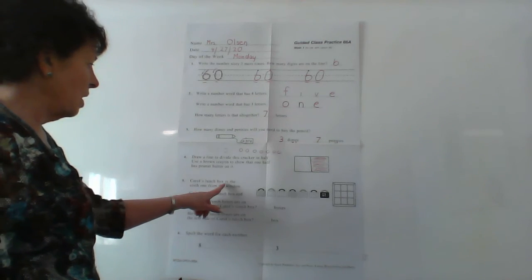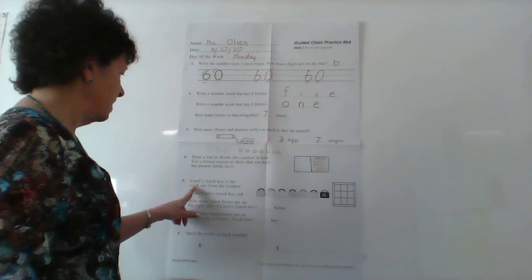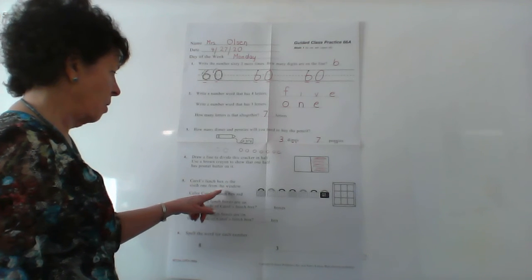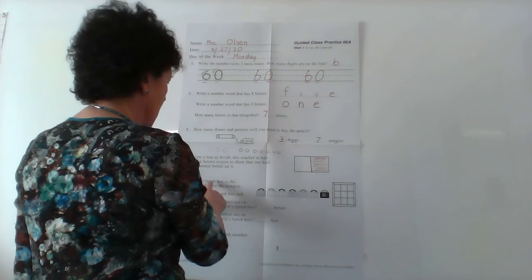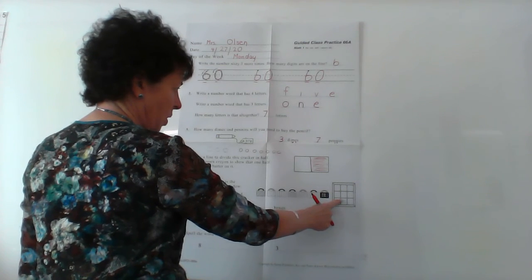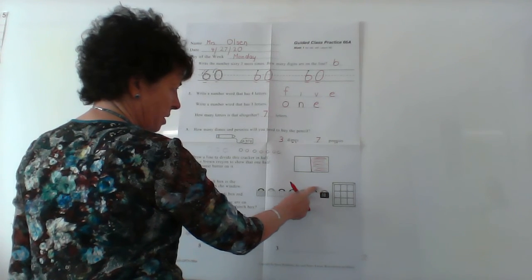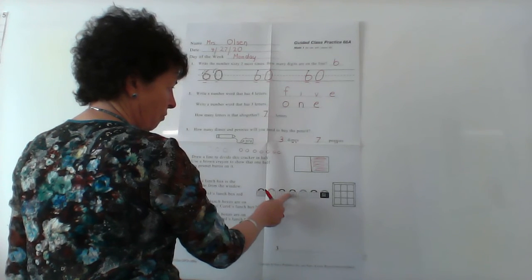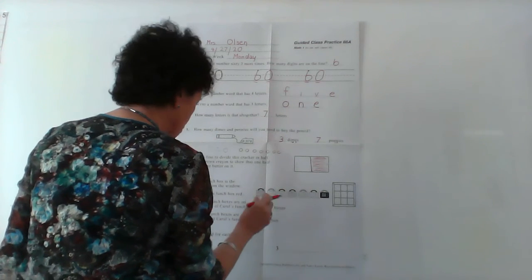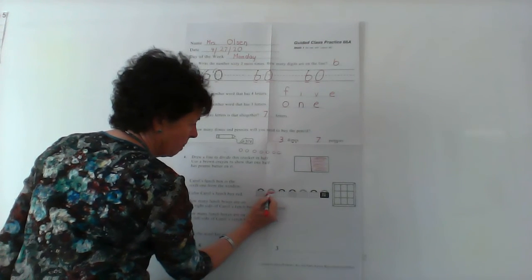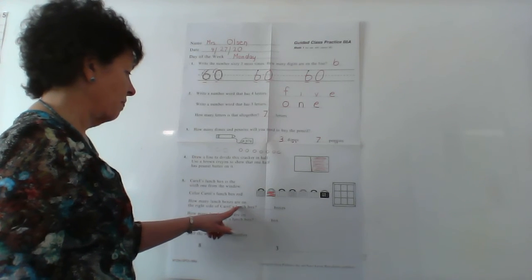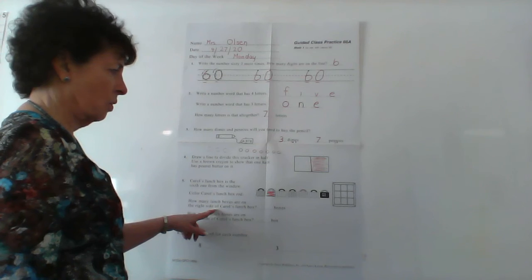This says Carol's lunchbox is the 6th one from the window. So you have to start at the window because it says Carol's lunchbox is the 6th one from the window. So first, second, third, fourth, fifth, 6th one from the window. It says color her lunchbox red. How many lunchboxes are on the right side of Carol's lunchbox?